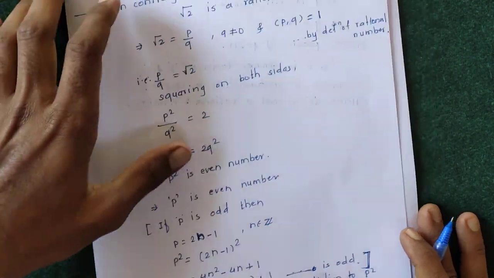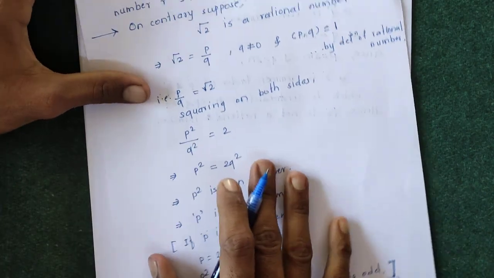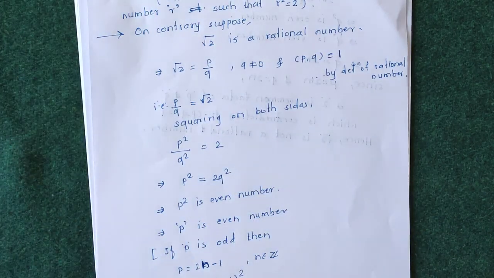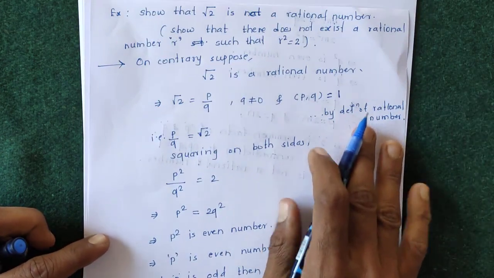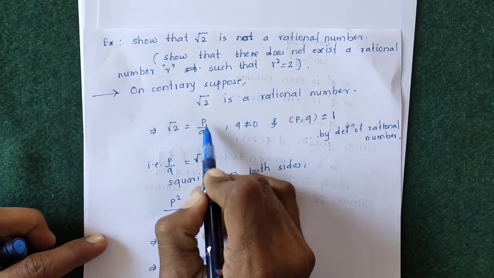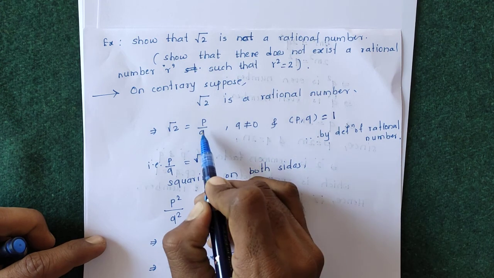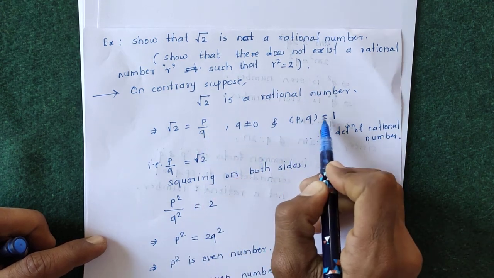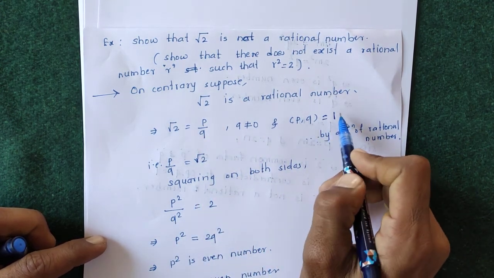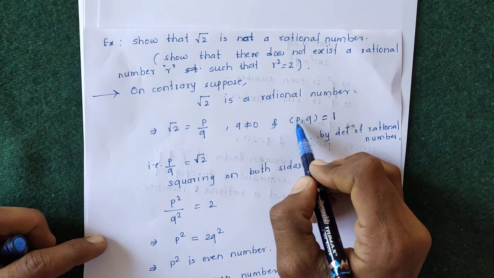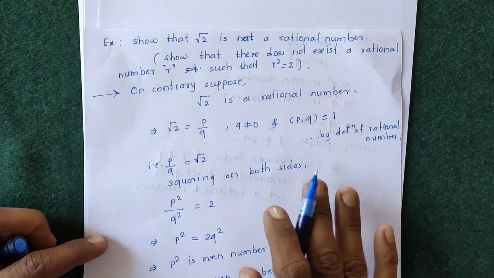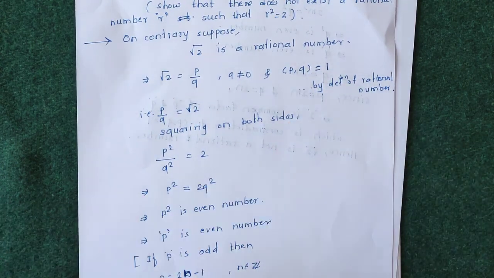In this solution we have to prove that root 2 is not a rational number, or that there does not exist any rational number whose square is equal to 2. So on the contrary, we suppose that root 2 is a rational number. By the definition of rational numbers, we can write root 2 as p by q, where q is a non-zero number, and the greatest common divisor of p and q is equal to 1. Greatest common divisor means the greatest among the common divisors of p and q.